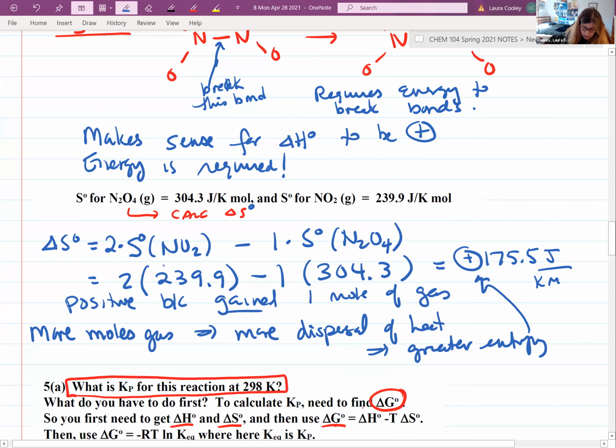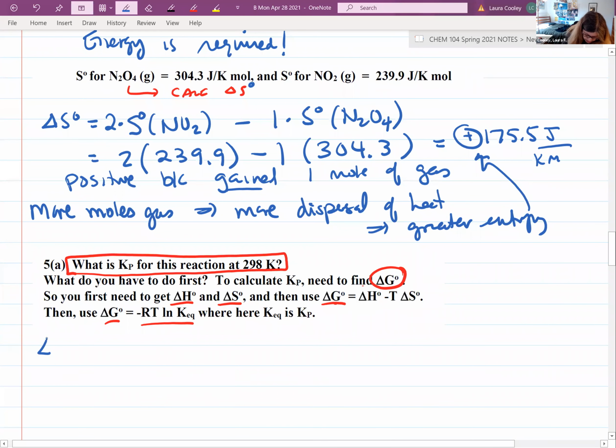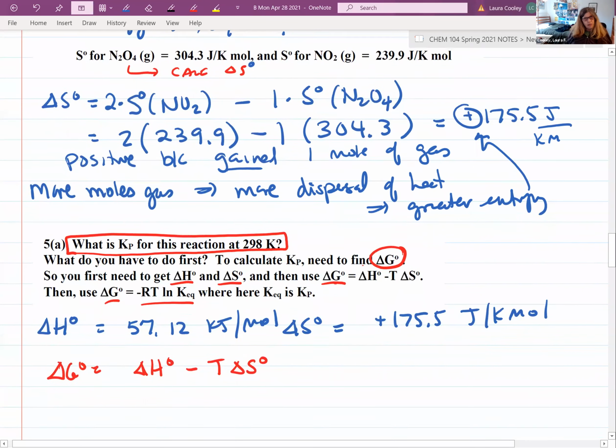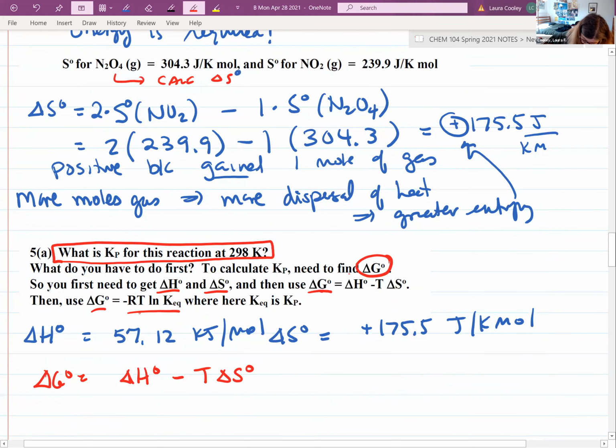Again, it's always products minus reactants. We're taking the final minus the initial. So we have our delta H0 and delta S0. And now, since we're trying to get the equilibrium constant, we need to figure out the delta G0. If I forget to put the temperature in a problem, you can assume it's 298. In this problem, it does say it right here, 298.